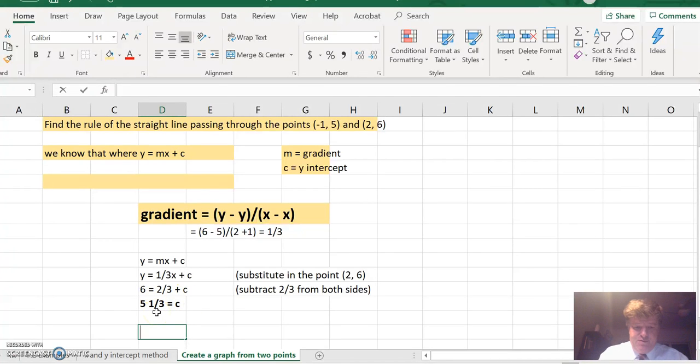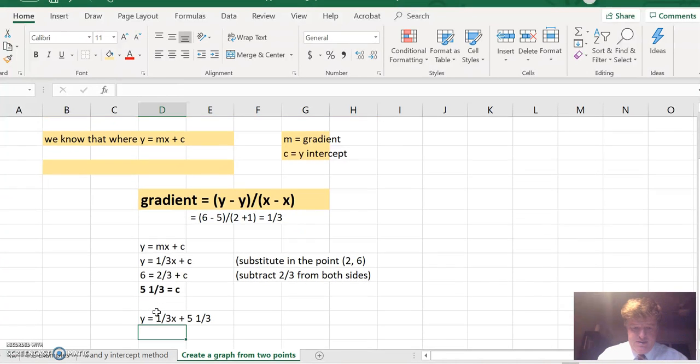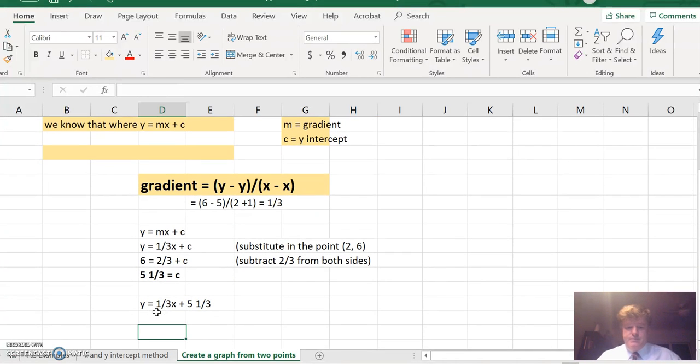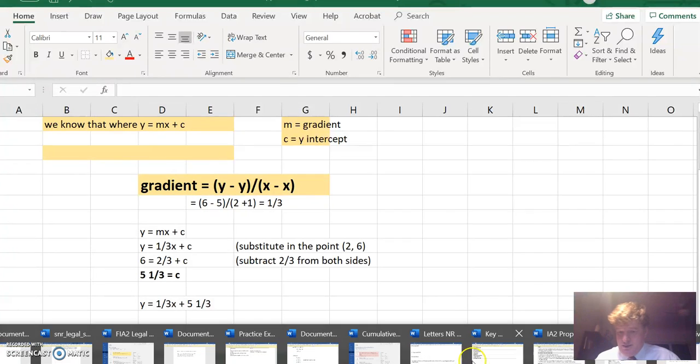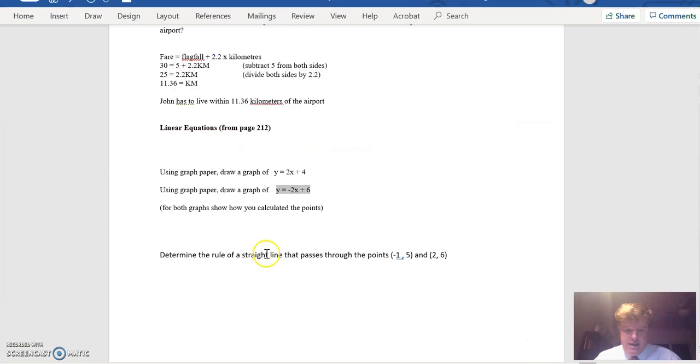So let's write our rule: y equals 1/3 x plus 5 and 1/3. And that is the rule of the straight line passing through the points -1, 5 and 2, 6.